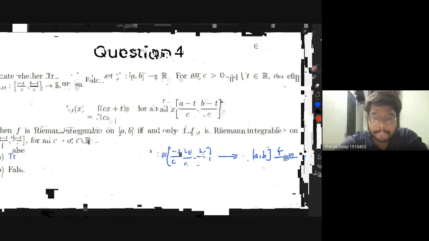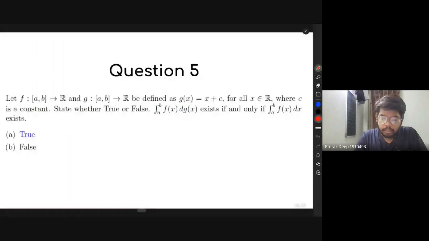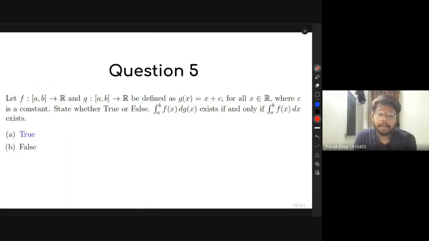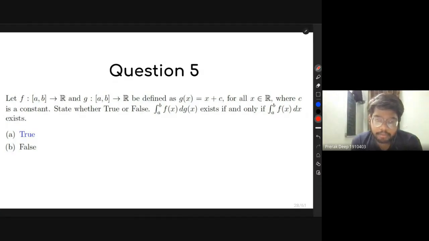Okay, now let's move on to discuss question number 5. So in question number 5, we have a function f from a comma b to R, and g is another function from closed interval a comma b to R, and g is defined to be x plus c. It's a linear function where c is a constant. Again, it's a true and false type question. It is given that the integral of f(x) dg(x) exists if and only if the integral of f(x) dx exists.